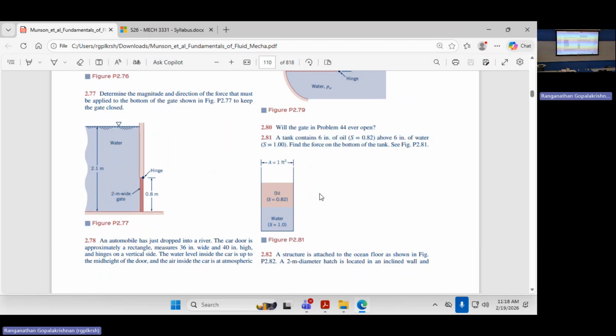We will start with problem 2.81. So we still have 2 more minutes, so you can write it down.